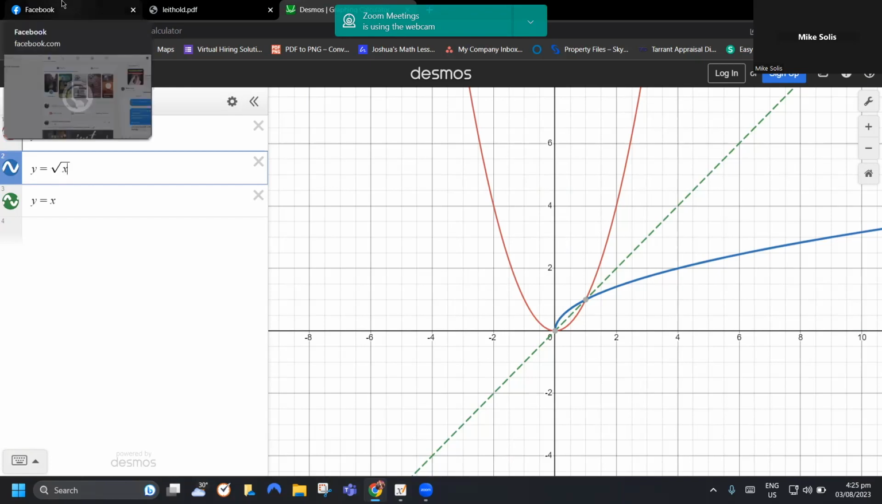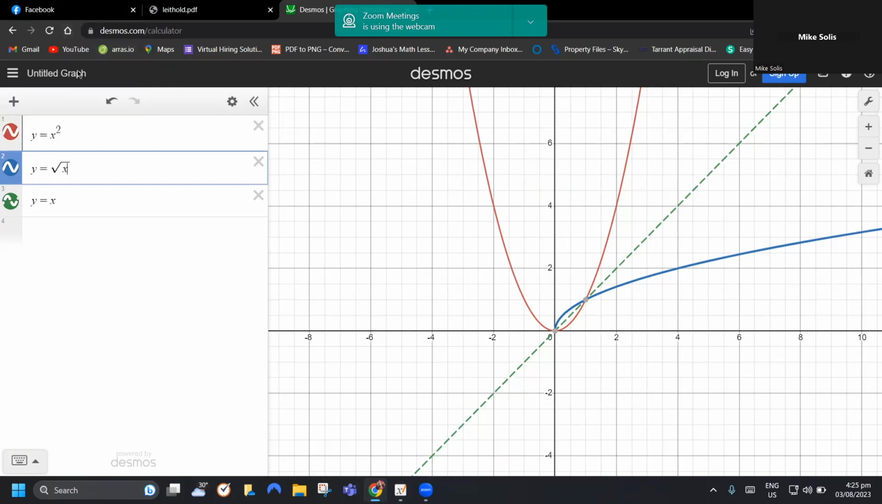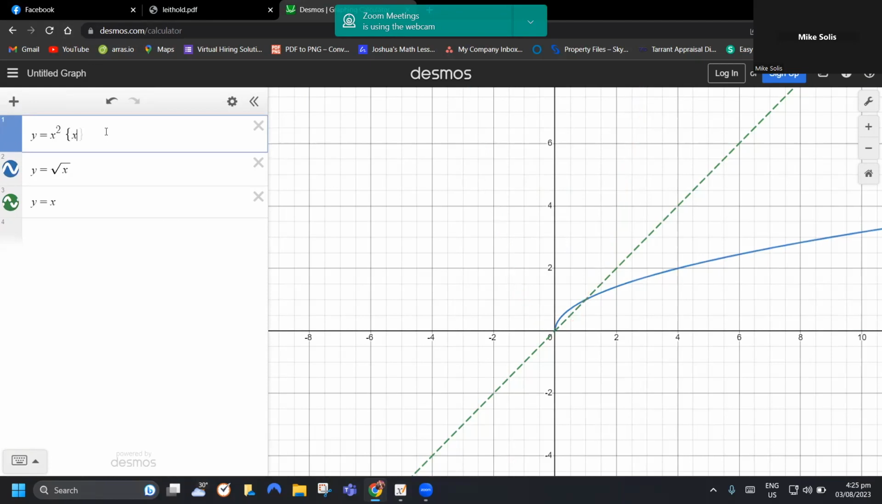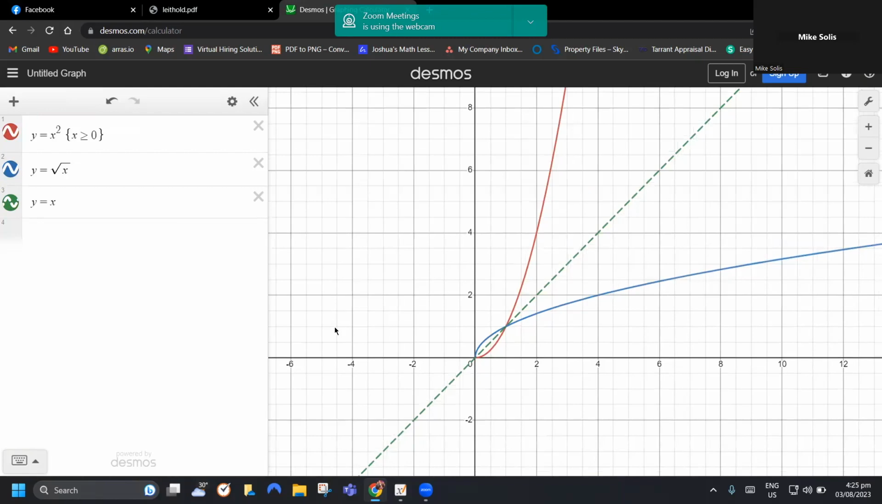So, lagyan mo ng restriction. x squared is greater than or equal to 0, and x is greater than or equal to 0. Ayan. So pag ganyan, well-defined yung inverse, kasi for each y, isa lang yung x, and for each x, isa lang yung y. Tapos may symmetry siya.